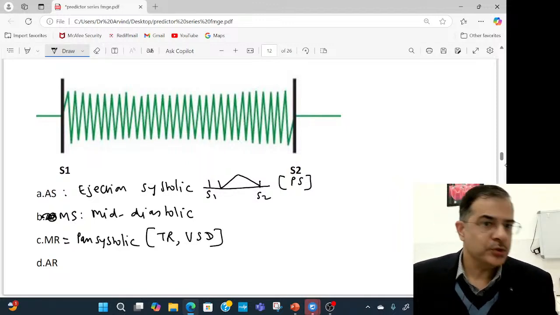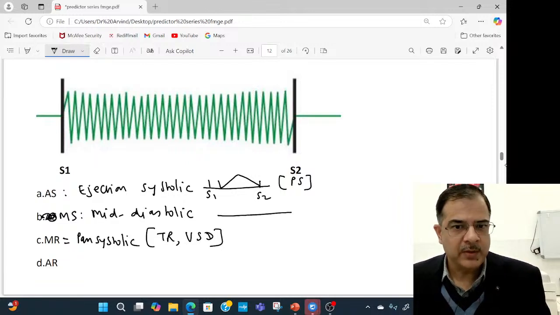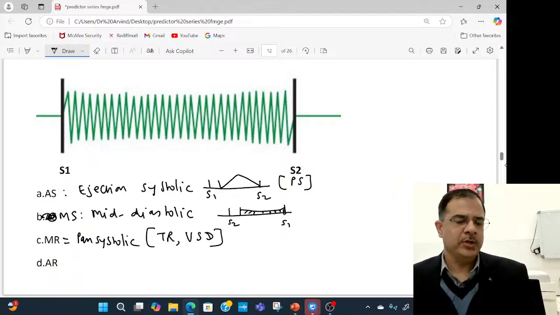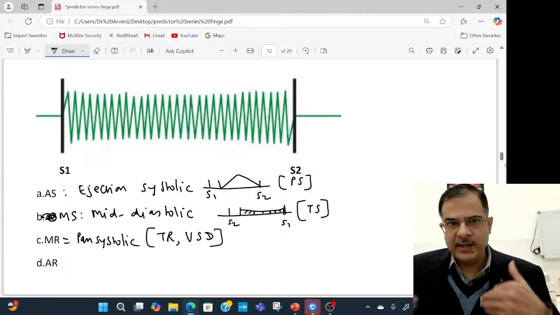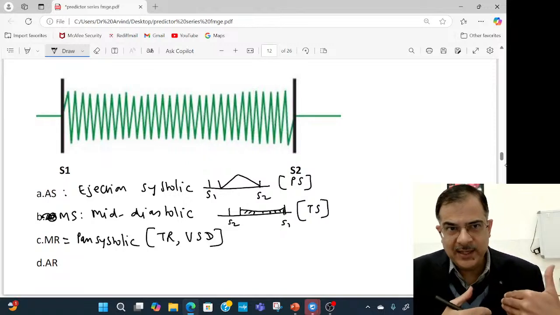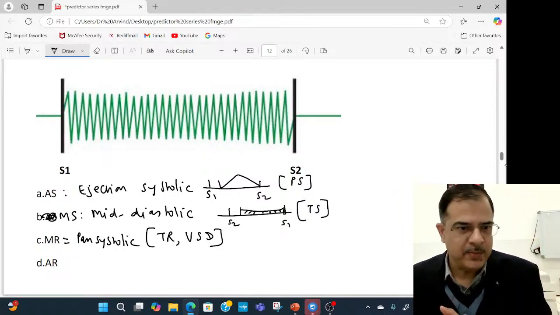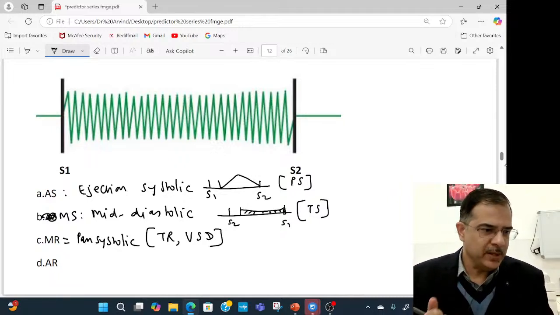It is a mid-diastolic murmur. So the diastolic murmur will be S2, S1, and this is the morphology of mid-diastolic murmur. Other cause of mid-diastolic murmur: tricuspid stenosis. Whatever valvular disease is of the left side, the same right-side valvular disease causes the same type of murmur. So it will be mid-diastolic murmur.